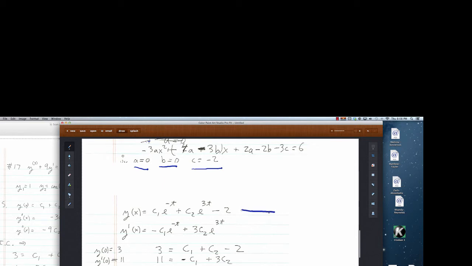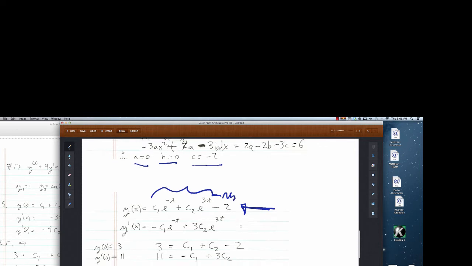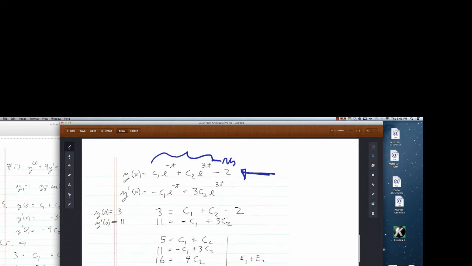Putting this all together, we see that the general solution to that differential equation is given right here. In other words, we take our general solution to the homogeneous equation and add to it the particular solution. Now, what you see following here is the solution of the initial value problem.